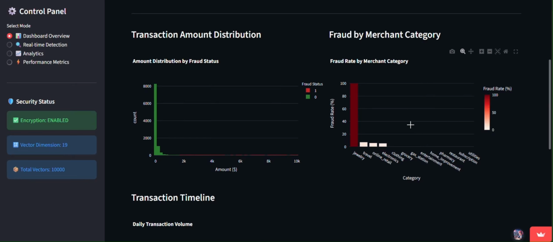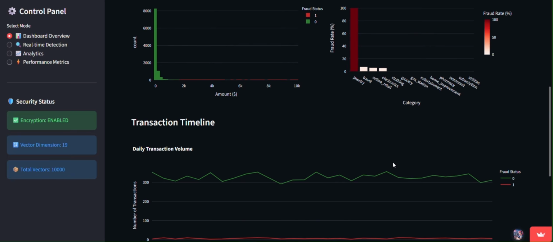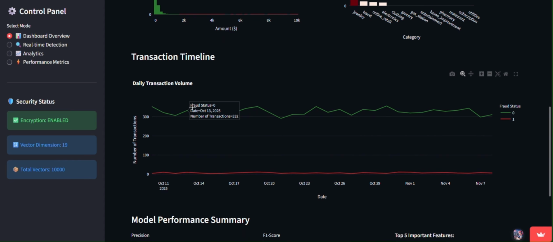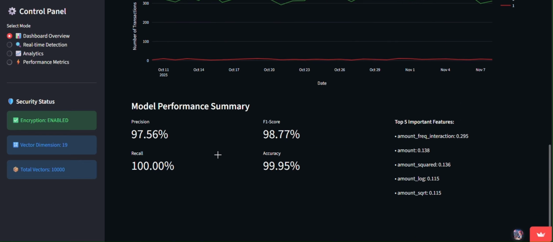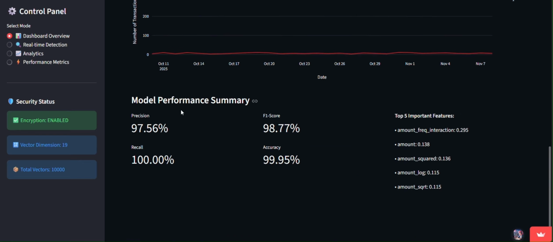This next chart shows the fraud by merchant category. Categories like jewelry and electronics have more fraud, while groceries and pharmacy stay low. At the bottom we can see the transaction timeline, how it happens each day, and when the fraud spikes occur. This helps understand the trends and detect unusual patterns.